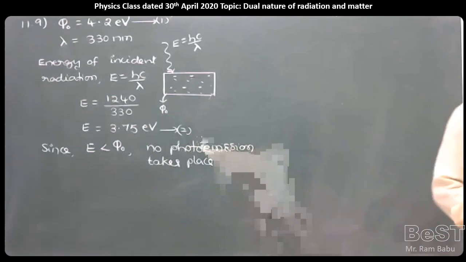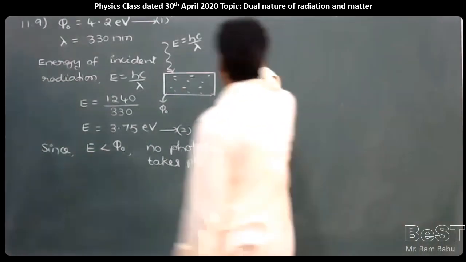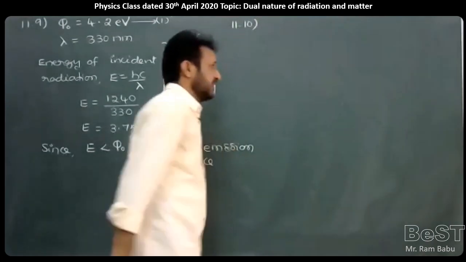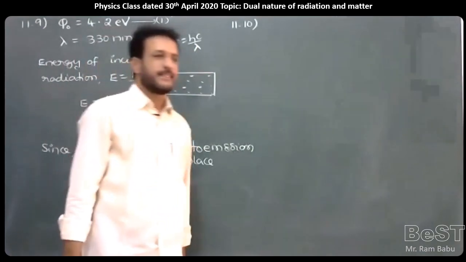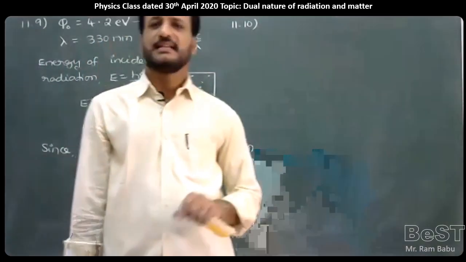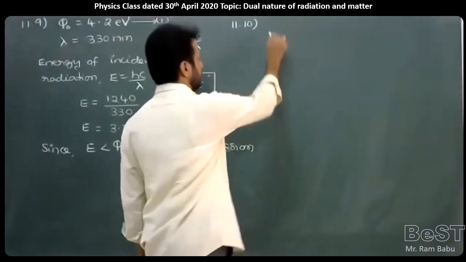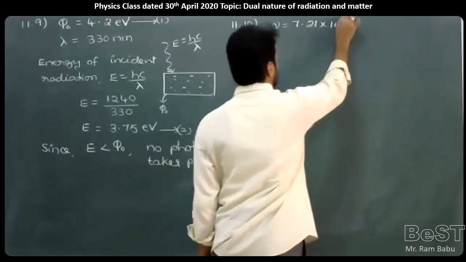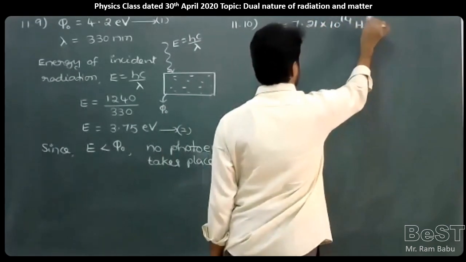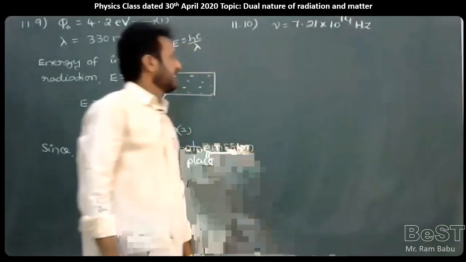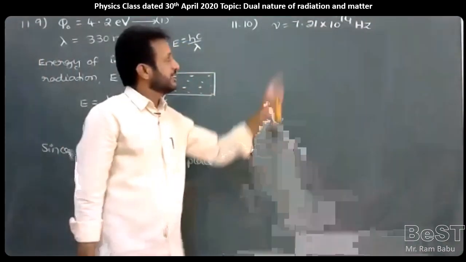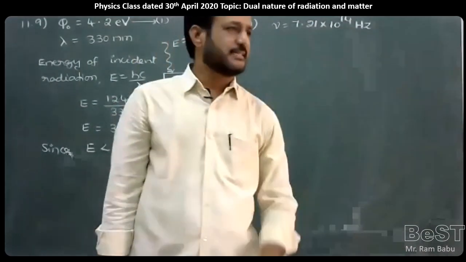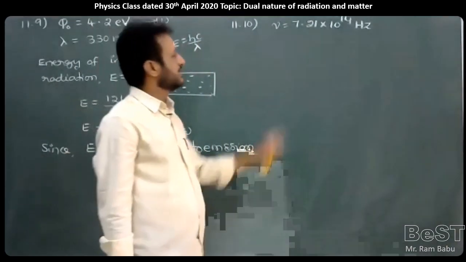Now we'll go for the 10th question. Read. Write the question, note it down, 11.10. Light of frequency 7.21 into 10 to the power of 14 hertz is incident on a metal surface.